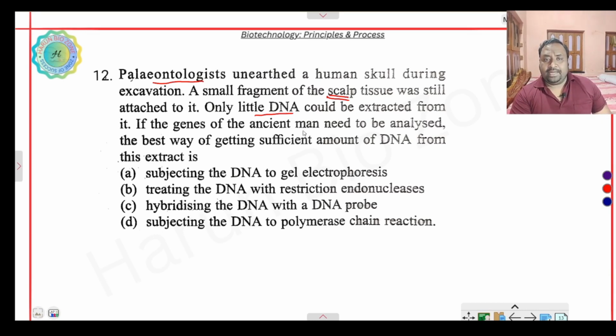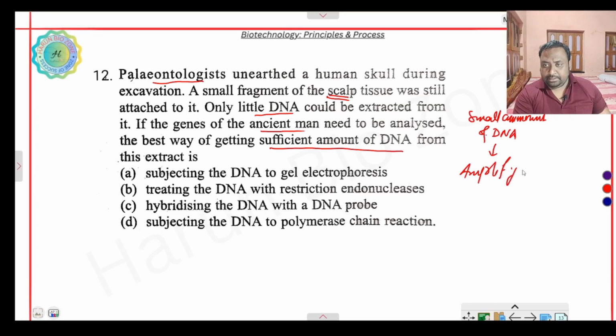If the gene of ancient man needs to be analyzed, the best way to get a sufficient amount of DNA is this: a small amount of DNA is amplified into a large amount by PCR technique, polymerase chain reaction.